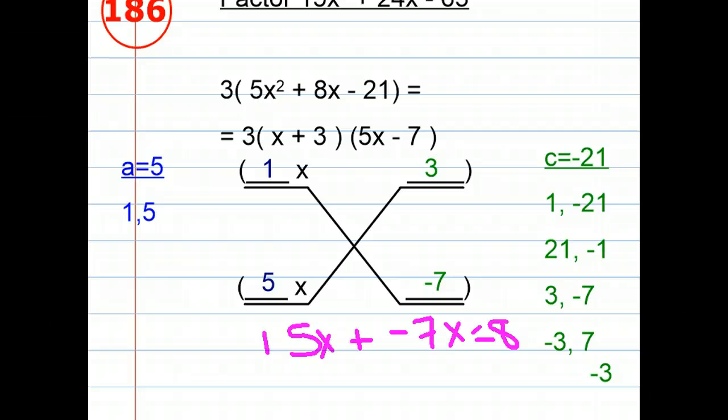And so that's what you're going to be doing in class: just factoring by trial and guessing and using the big X method.